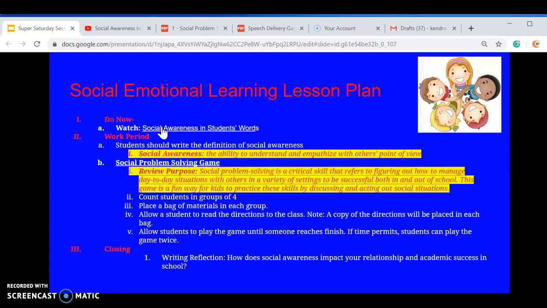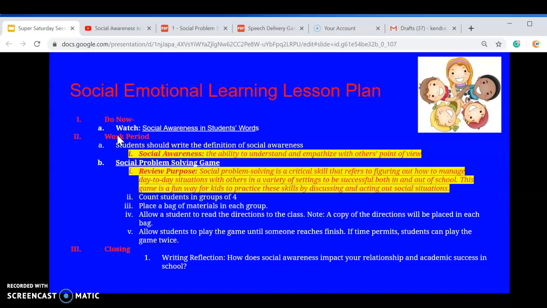And it is an important skill for our 7th graders to understand, and we wanted to address it in a fun way. And so we're going to play a social problem solving game. The purpose is to know that social problem solving, which is just another word for social awareness, is a critical skill which refers to figuring out how to manage day-to-day situations with others in a variety of settings, both in school and out of school.